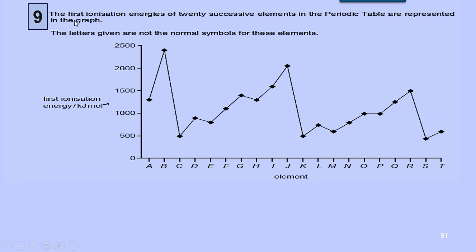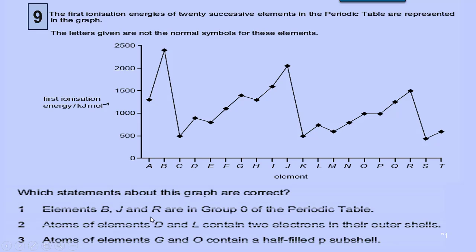The first ionization energies of 20 successive elements in the periodic table are represented in the graph. The letters given are not the normal symbols for these elements. Which statements about this graph are correct? So we have to choose more than one statement.